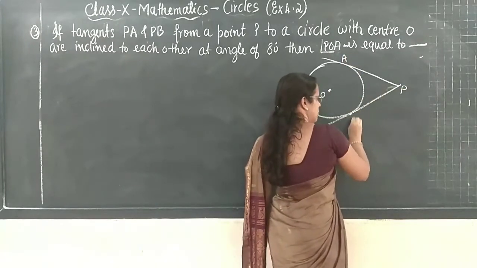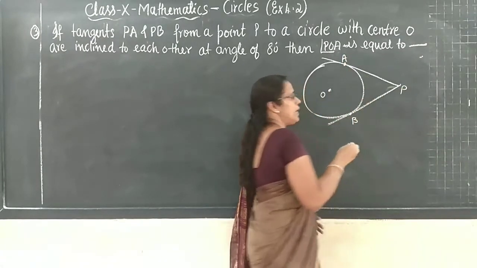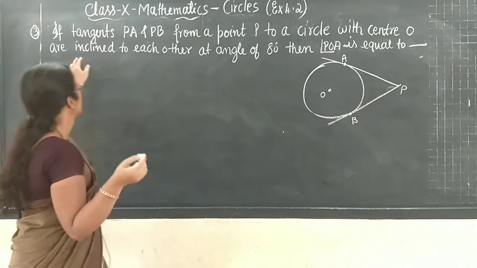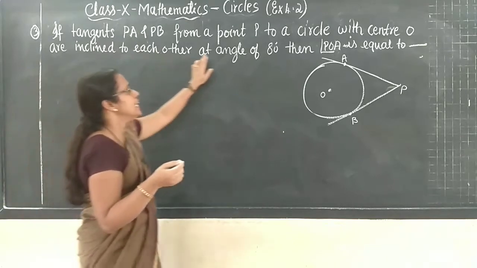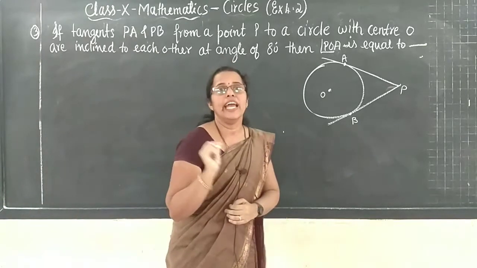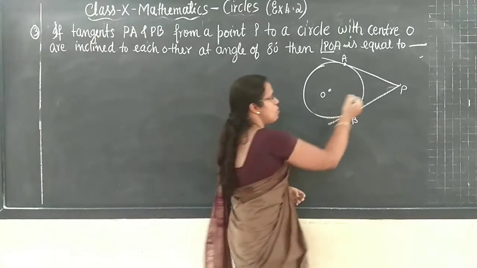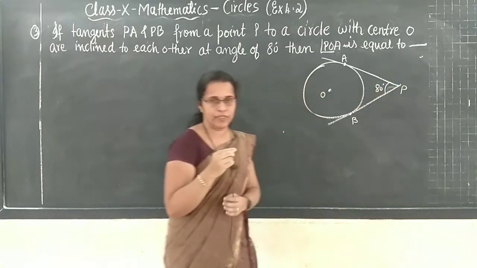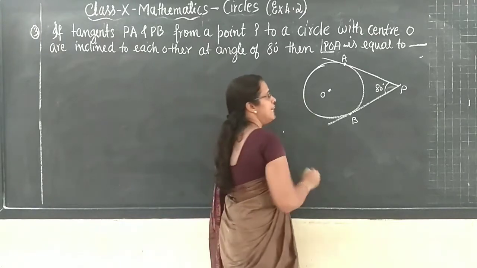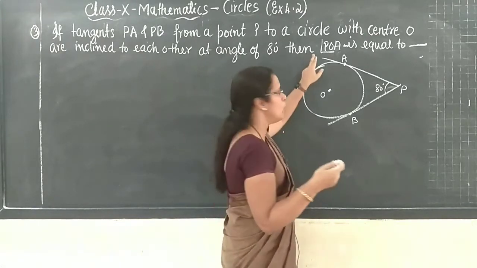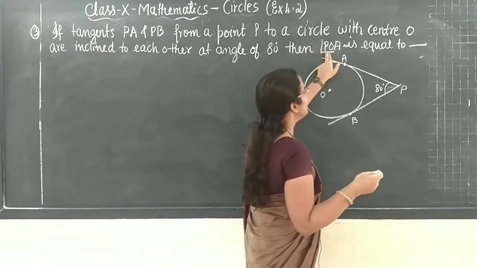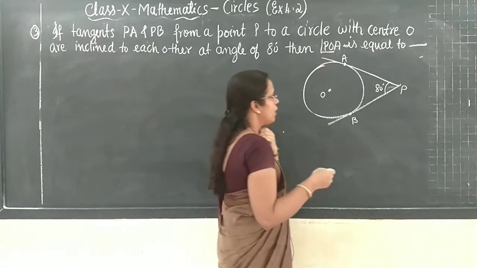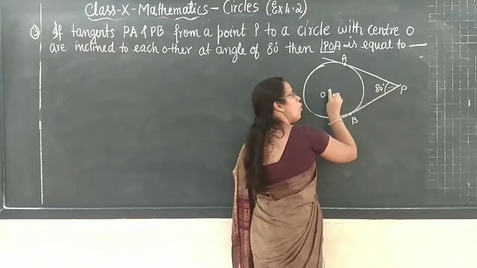PA and PB are the two tangents to a circle from the point P with center O, inclined to each other at an angle of how many degrees? 80 degrees. So this angle is 80 degrees. Which angle do you have to find out? Find angle POA. Where is POA?